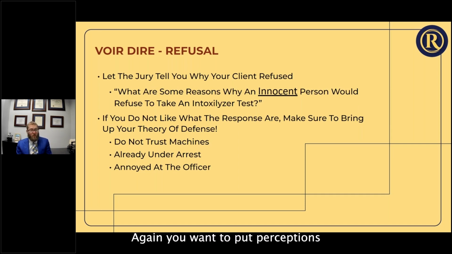Again, you want to put perceptions in the jurors' minds while also figuring out who is a creative thinker that would be good for your panel. So you want the people who are going to say, well, maybe they don't trust the machine, or they were already under arrest, or they didn't understand what they were being asked, things like that. Those are the answers you're looking for. And if you don't get them, that's fine. Wait, see if anyone has one, call on some people, and then you can give them out.